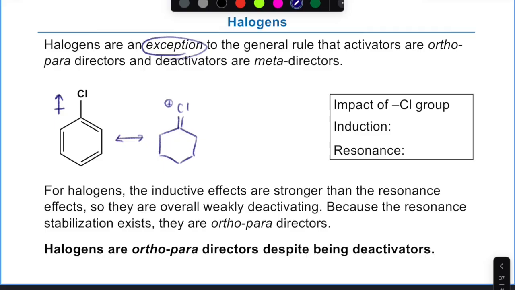If we draw the resonance form, we can draw this protonated chlorine species and another resonance form. And then the last one is flipped. So overall for induction, this is bad, but for resonance, it's good. So it's slightly deactivating, but it is an ortho-para director. So this is a good exception to remember. Any questions?